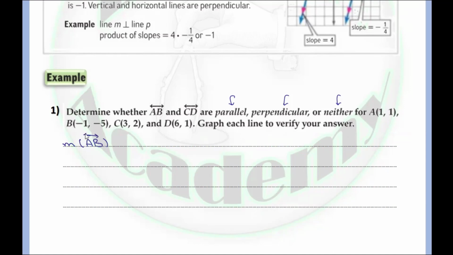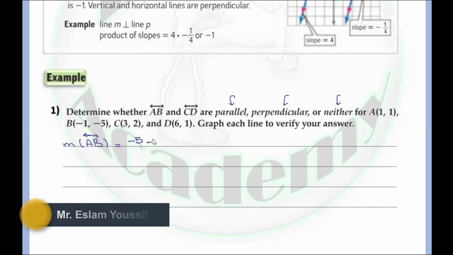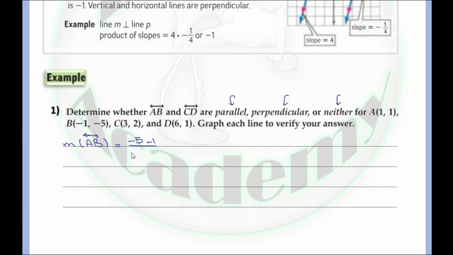What is the slope of the first line? It is 5 minus 1 over -1 minus 1, which equals 4 over -2, which equals -2. Step number 2, find the slope of CD, which equals 1 minus 2 over 6 minus 3.